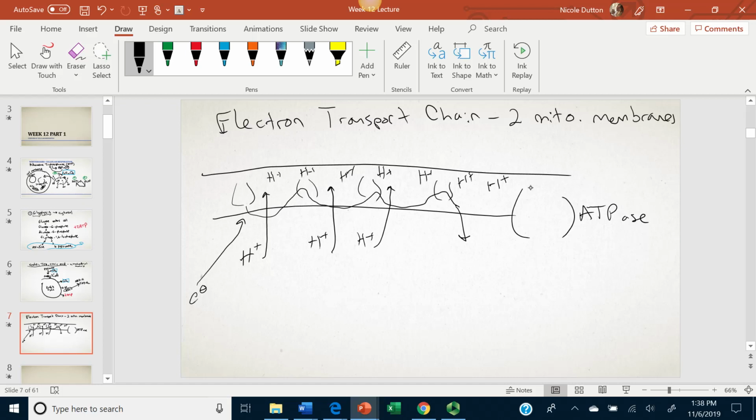Because these are concentrated, they want to go back through the membrane. And the only place that they can do that is through this ATPase. As they go through, it causes this thing to rotate. And the rotation of this complex is going to take ADP, add a phosphate to create ATP.